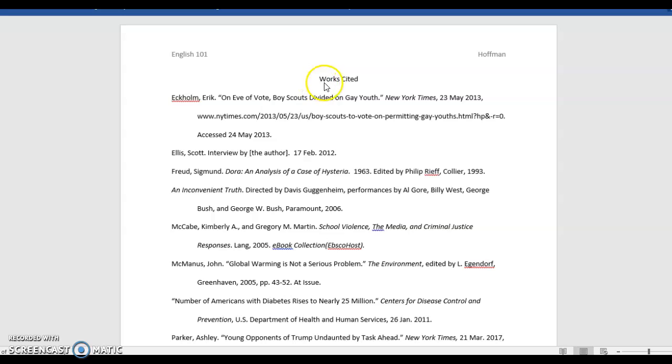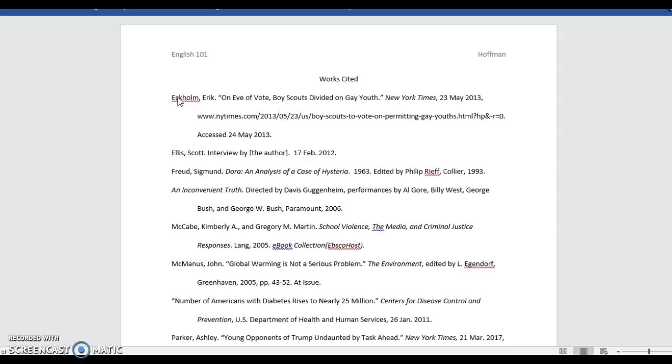its own line, capital W, capital C. It is not underlined, it is not bolded, it is not italicized, it is not put in a different font, it is not put in a different size font. It is simply centered. Once you're done with that, then you go back out to the left with what's called left justification.